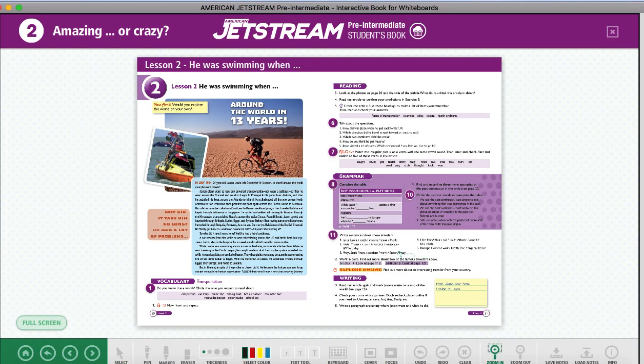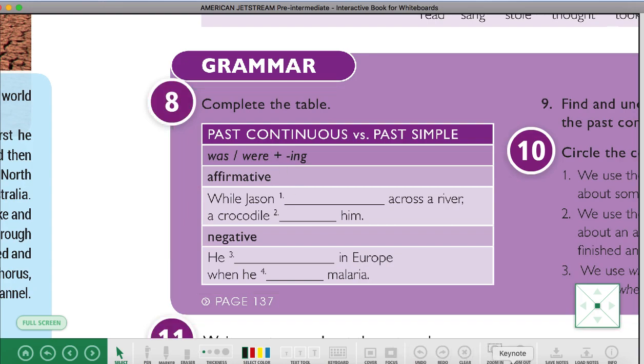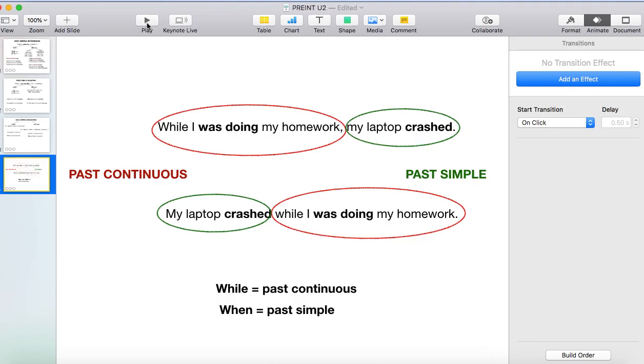And then we have the grammar. This is important, okay? This grammar is really important because here you will learn how to tell a story. This is about the past continuous with the simple past. Past continuous is really, really easy, guys, okay? Past continuous is when you have the verb be and the ing form, or the gerund. But as we are talking about a story in the past, we have to use the verb be in the past.